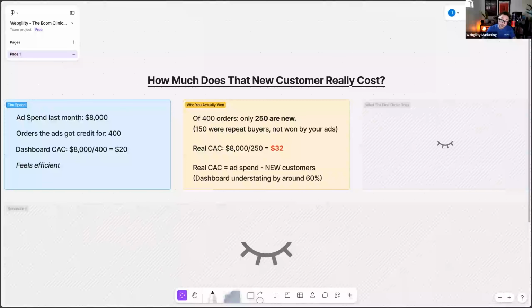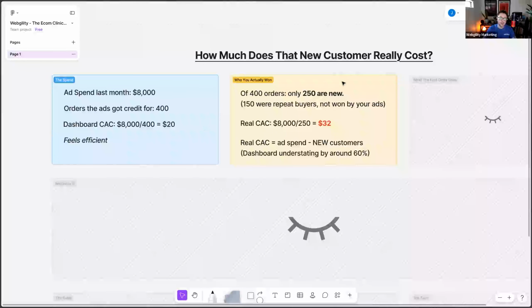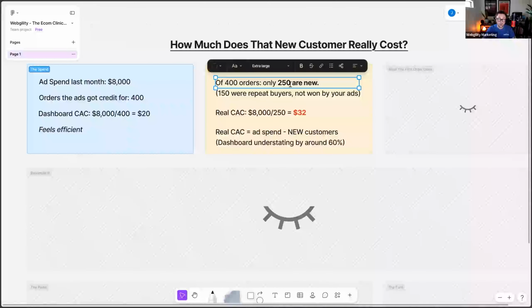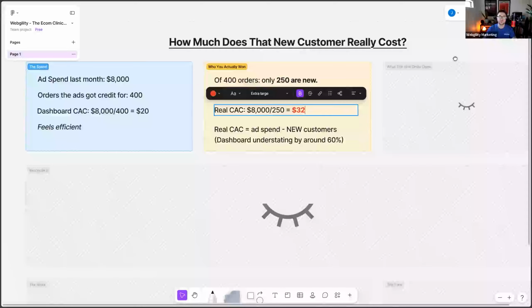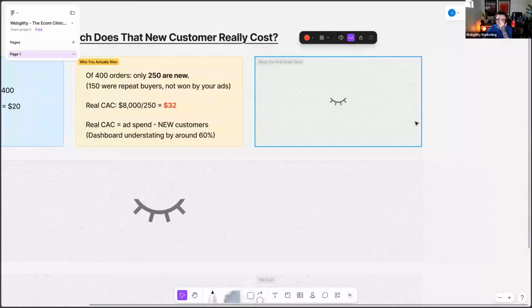So my question to the audience, as always, would be, what does your ad dashboard say a customer costs? What is it giving you for your CAC? And then I'd be interested to know, when you include only the new customers, what that actually works out to, because generally those numbers are going to be a lot different. There are some sophisticated ad platforms out there that you can integrate with your accounting system to understand the CAC a little bit better directly within the ad platform.